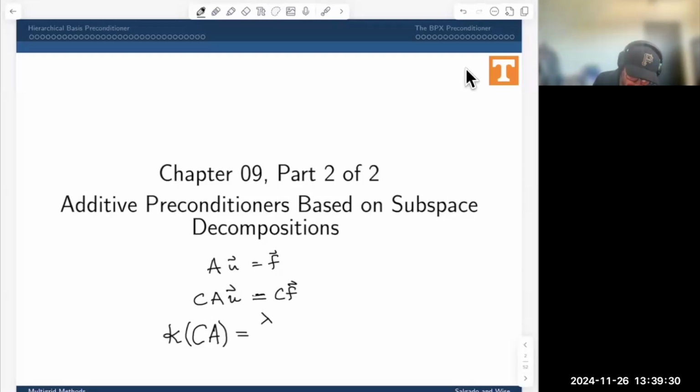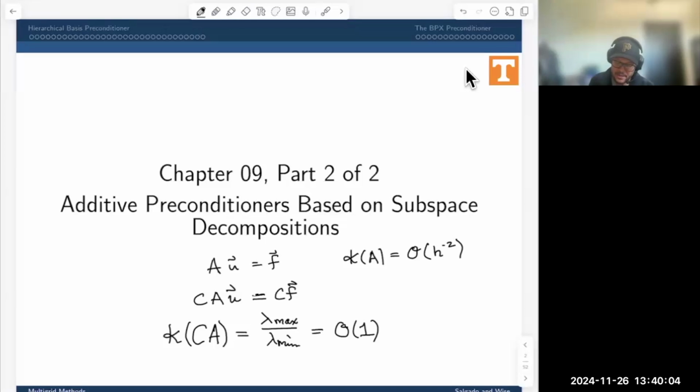Now, that means we have to look at the maximum eigenvalue of this product matrix over the minimum eigenvalue. That's how we define this condition number. And what we want to ultimately prove is that that is order 1. Now, the reason why this might be a nice gain for us is because we already showed that this has a crummy condition number. It's like order h to the -2 power.